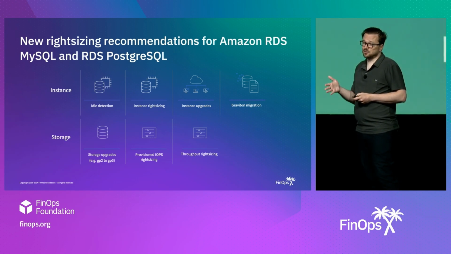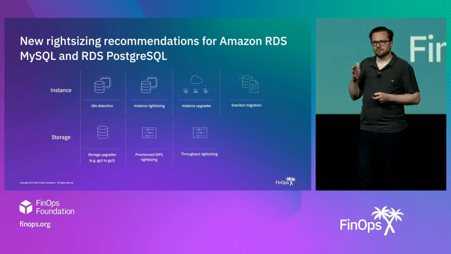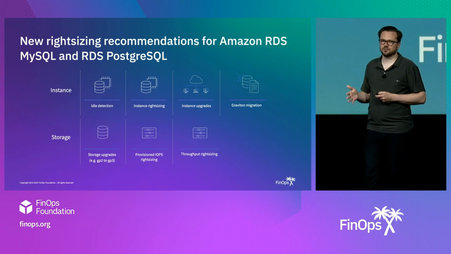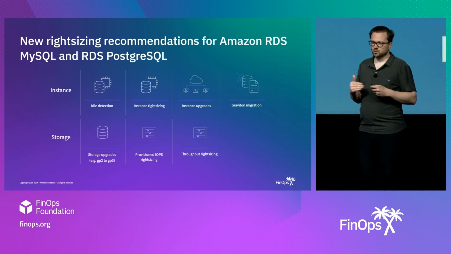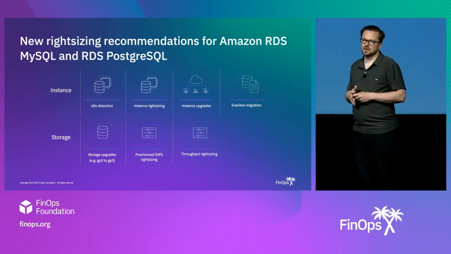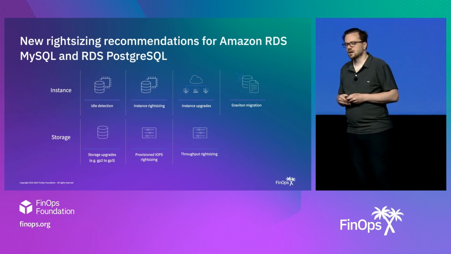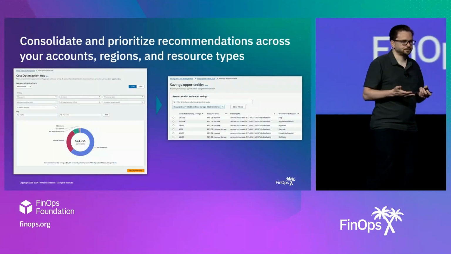We have instance upgrades to get you on the latest generations that are faster and also potentially cheaper because they need less cores to run your workload, as well as Graviton migration. And I really like the Graviton migration option here because there's really not a lot of analysis or effort needed to move your RDS resources to Graviton for a pretty nice performance improvement and cost savings. And then on the storage side, we have your standard GP2 to GP3 recommendations. We will recommend different IOPS amounts on your storage to help save money and make sure your IOPS is highly performant for your database, as well as throughput right-sizing. So let's take a look at it.